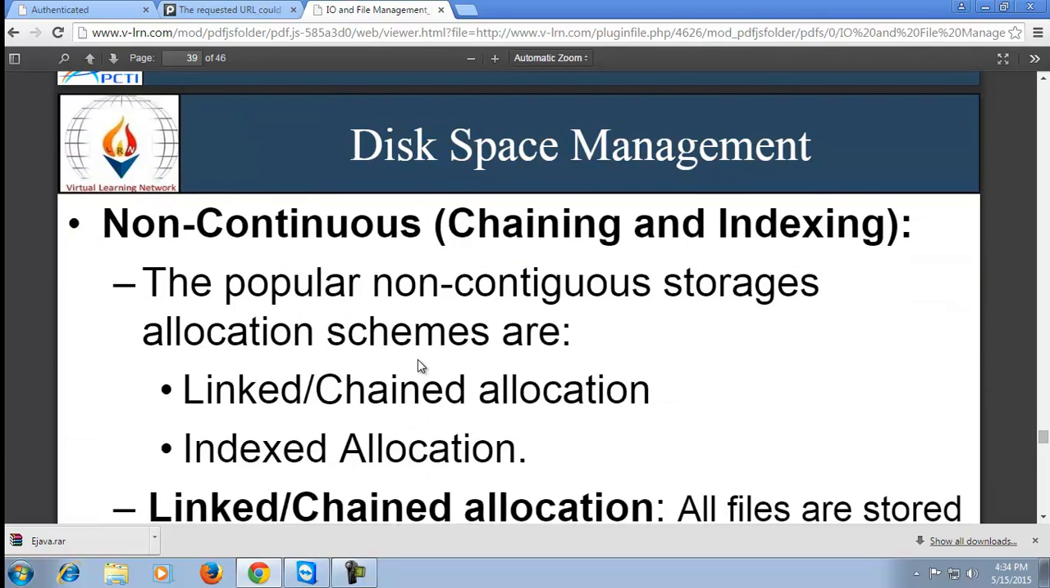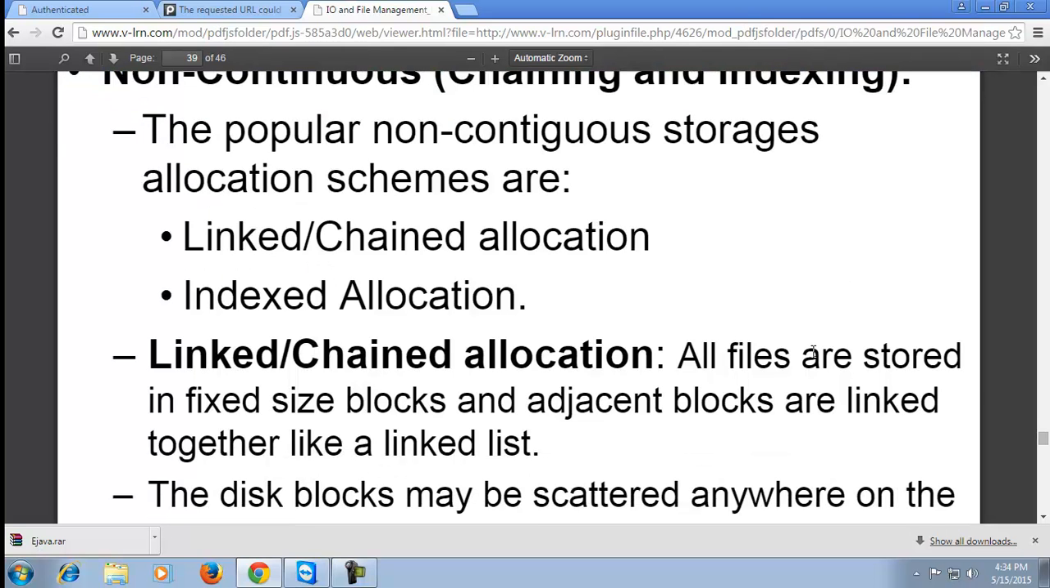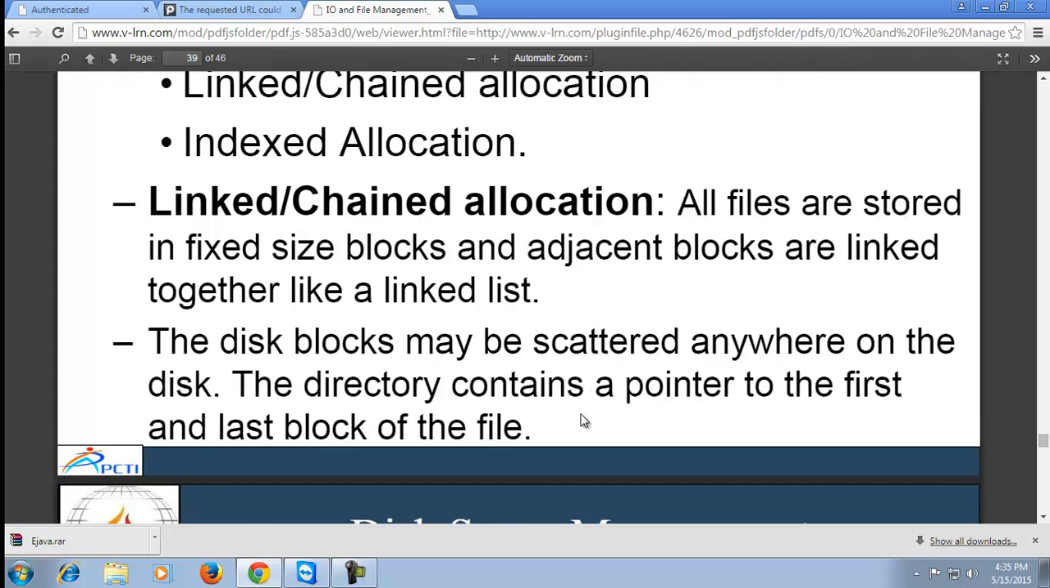In disk space management, there is the continuous method and the linked chain method. The popular non-continuous storage allocation schemes are linked chain allocation and indexed allocation, in which one node refers to another node. In linked chain allocation, all files are stored in fixed size blocks and adjacent blocks are linked together like a linked list. The disk blocks may be scattered anywhere on the disk. The directory contains a pointer to the first and last block of the file, which refers to where to start this list and where to end it.